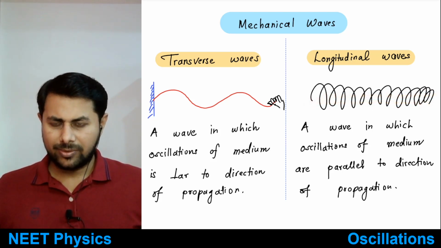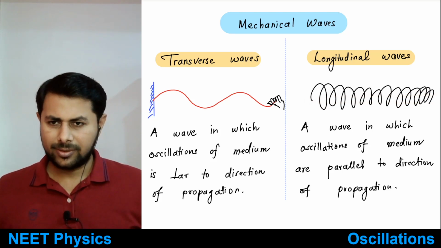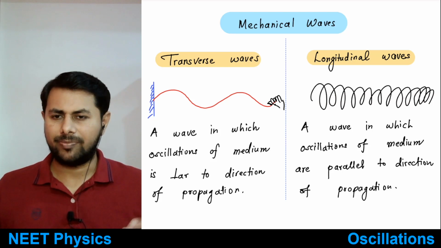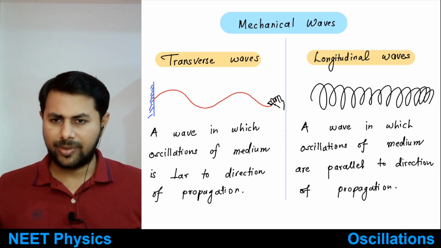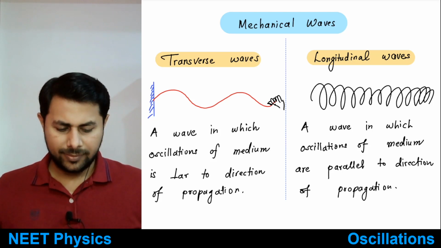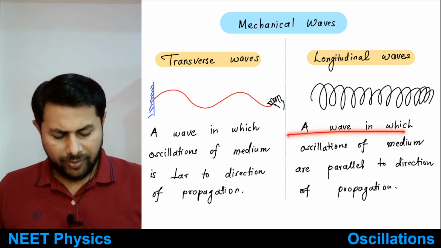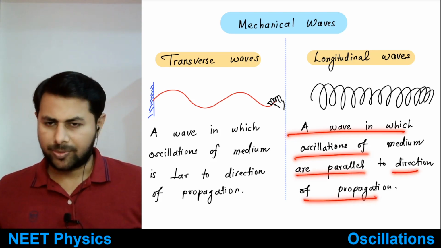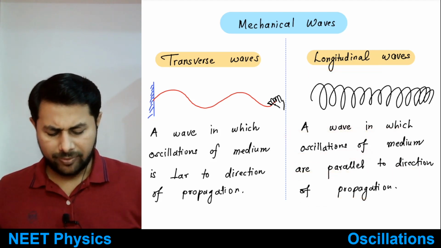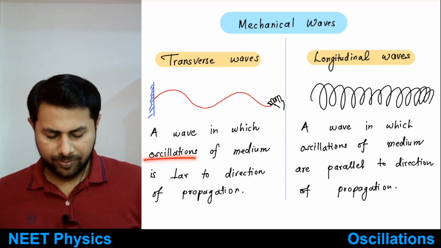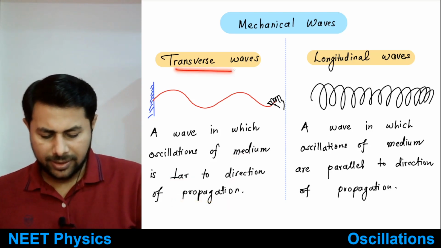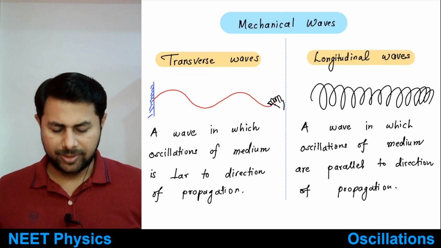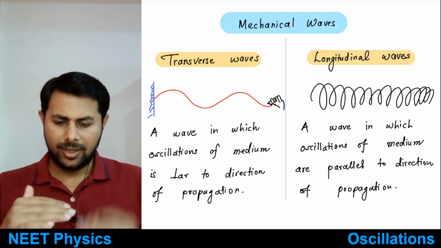So what is a wave? A wave is actually the oscillations of particles of the medium, okay, but the oscillations are not in phase. So different particles are oscillating with different phases, okay, right. So a wave in which oscillations of the medium are parallel to the direction of propagation is known as a longitudinal wave. And what is a transverse wave? A wave in which oscillations of the particles of the medium are perpendicular to the direction of propagation. So that is a transverse wave, right? So these are two types based upon the direction of oscillation and the direction of propagation.